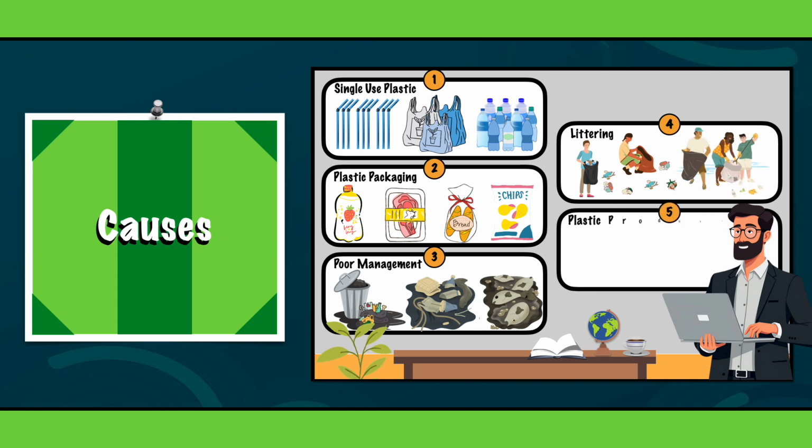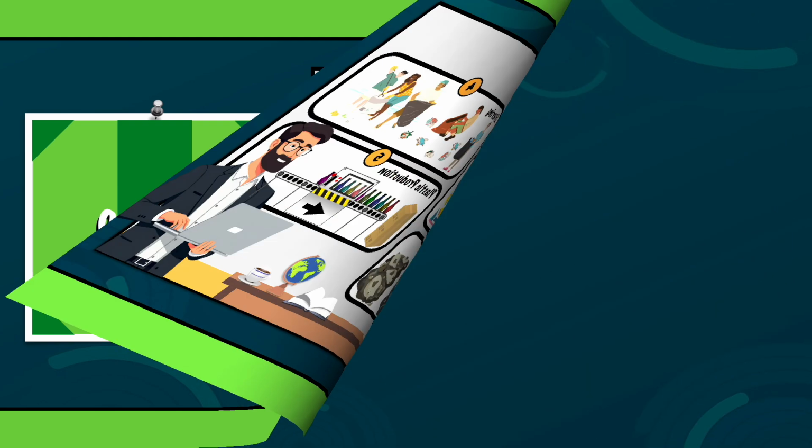And fifth, plastic production itself. The sheer volume of plastic produced each year, estimated to be over 300 million tons, means that we constantly create more waste than we can manage. Now that we know how plastic ends up in our environment, let's take a look at the main effects of plastic pollution.